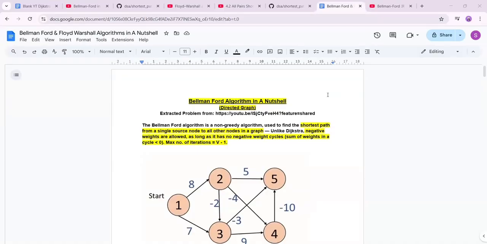Guys, welcome to another short walkthrough example for the Bellman Ford algorithm. In this series, I'll be discussing the Bellman Ford algorithm in a nutshell for a directed graph. This example is also extracted from our Chinese tutorial video.